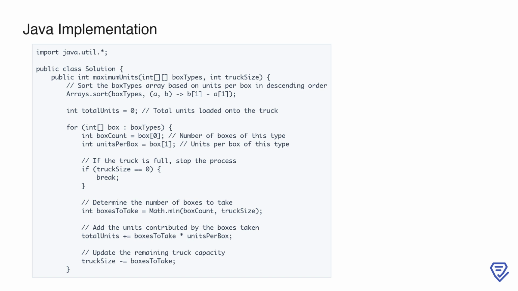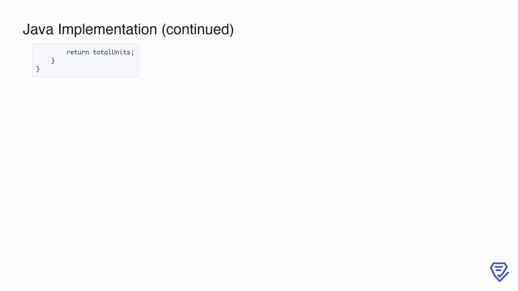Finally, we add the units contributed by these boxes to totalUnits and reduce the truck's remaining capacity accordingly. After the loop, we return the value of totalUnits, which represents the maximum number of units that can be loaded onto the truck. This approach efficiently prioritizes boxes with the highest units per box while respecting the truck's capacity. By sorting the input and iterating through it just once, the solution achieves optimal performance, making it suitable even for larger inputs.